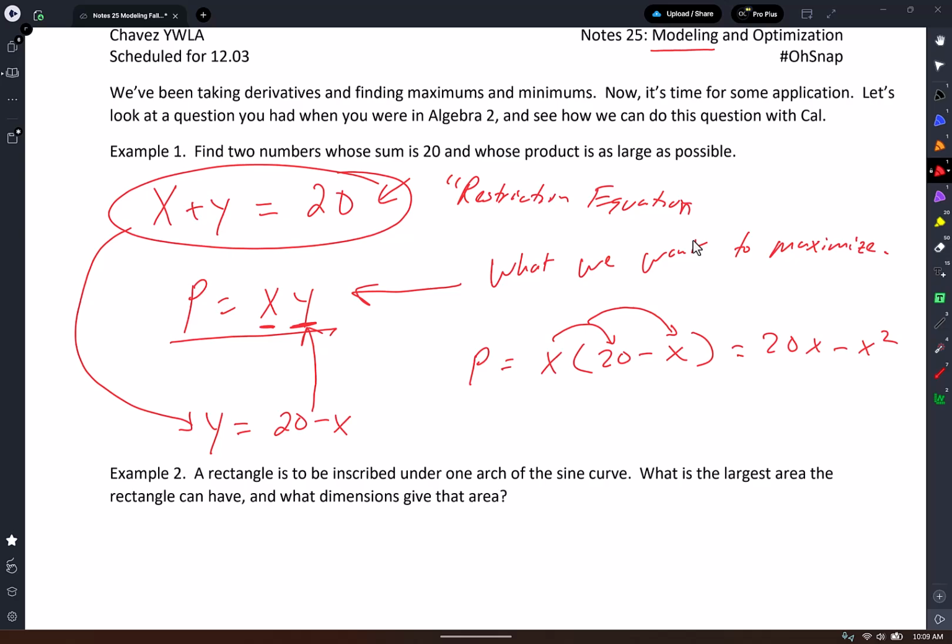Now I'm going to take a derivative. So I'll write P prime because I'm trying to find the max. We want to maximize, so I'm just finding a max on P. The derivative of 20x is 20, and the derivative of x squared is 2x. I set it equal to 0 to find a critical number. I get 2x equals 20, so x equals 10.